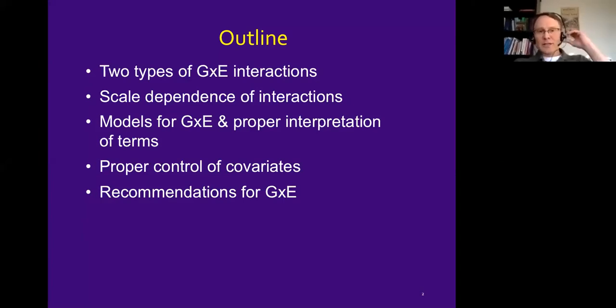And I definitely want to get to proper control of covariates. There's an hour, I think, for this call, so if it ends up that I'm taking too long, then I'll just skip forward to that. And then finally, just a final slide on recommendations for doing G by E research. This is kind of the tip of the iceberg, right? There's a lot of complicated issues in interaction research, but this does, I think, cover the basics of it.